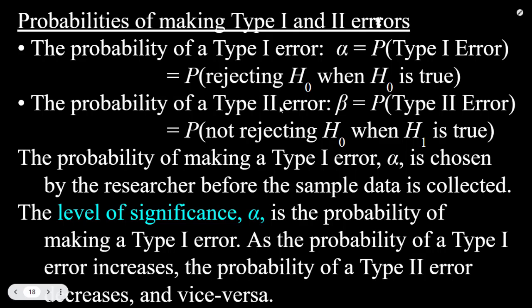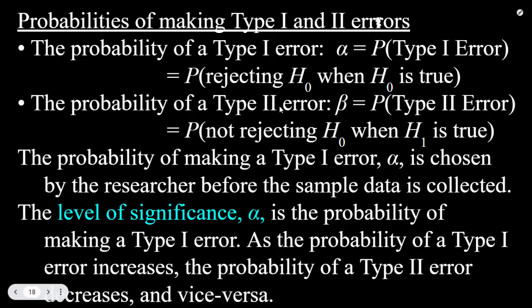Then the probability of making a type 2 error we label as beta. Beta is the probability of not rejecting the null hypothesis when it should be rejected, or when the data says that it should be rejected. In other words, we would believe that the alternative hypothesis is true. The probability of making a type 1 error, alpha, is chosen by the researcher before the sample data is collected. They have to decide that at the beginning because they want to know how certain they are. The level of significance, alpha, is the probability of making a type 1 error.